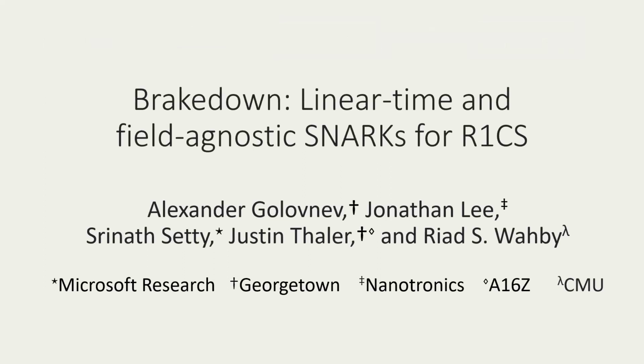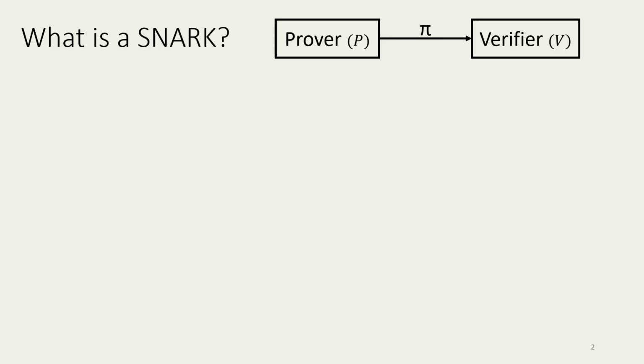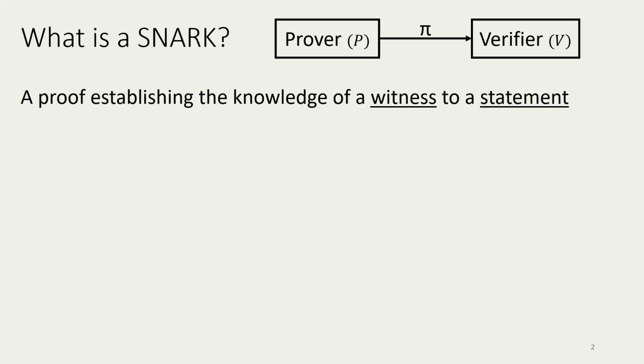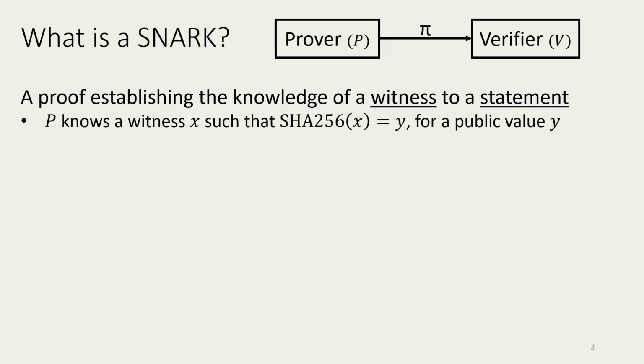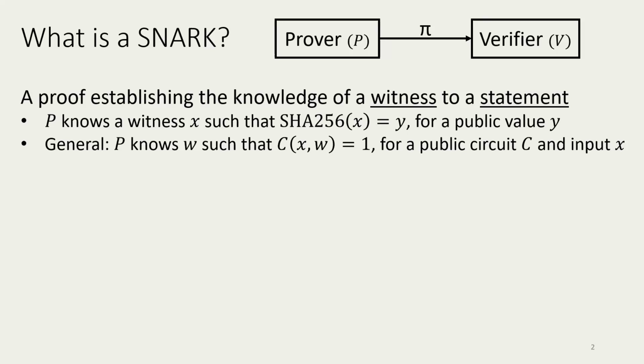All right. So this talk is about Brakedown, which is a linear time and field agnostic SNARK for R1CS. Let me begin by recalling what a SNARK is. It's a non-interactive protocol between a prover and a verifier where the prover proves that it knows some witness to some statement. For example, it could prove that it knows some value X such that SHA-256 applied to X results in a public value Y. In general, the prover is actually interested in proving the knowledge of some witness such that a circuit C applied to this witness along with some public input X makes the circuit output 1.